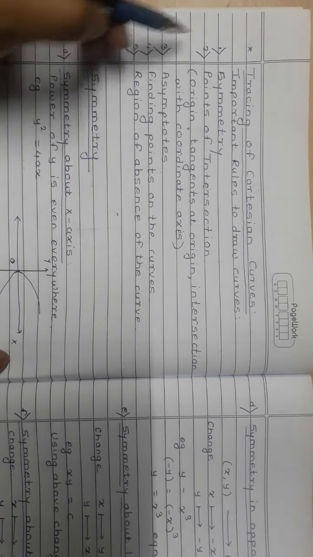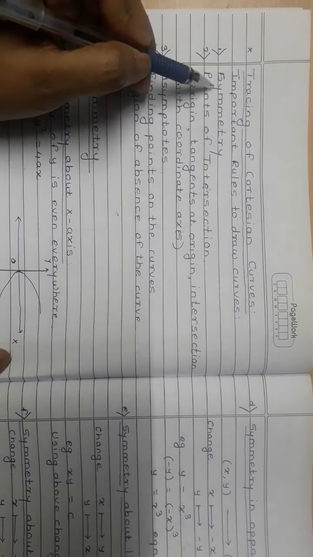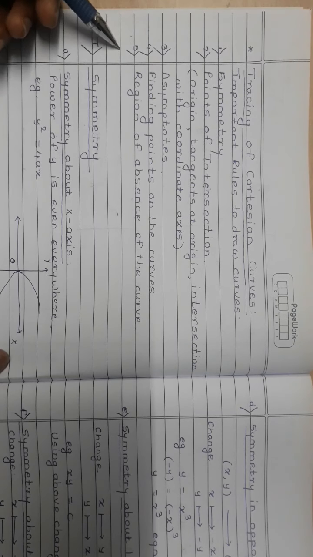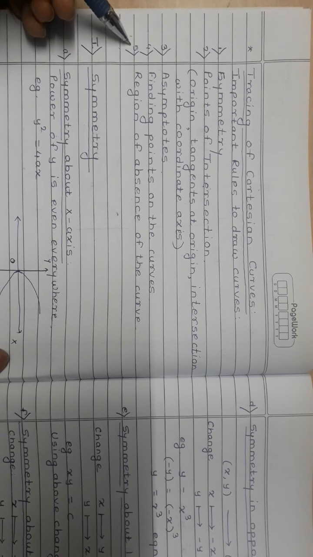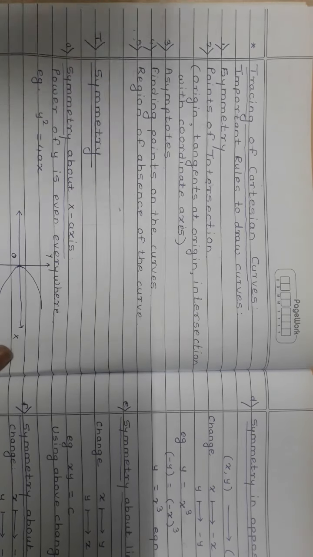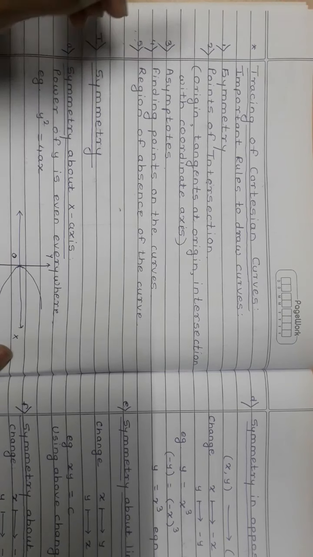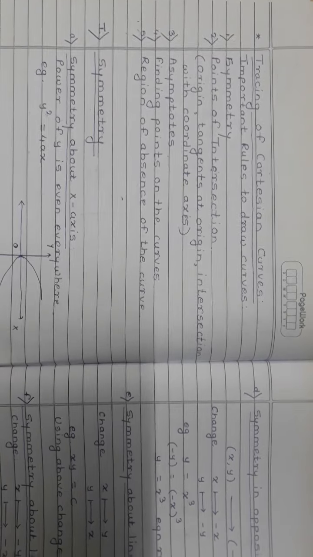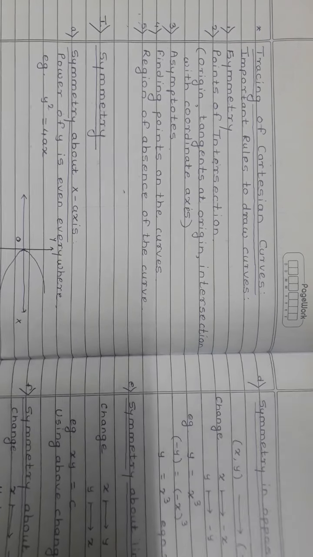Okay, so in this session I'm going to first explain the symmetry, and then one by one I'm going to explain all the 5 points, and simultaneously we'll see an example for each point, and then using all the 5 points we are going to draw the curve. Okay, so let's start with the first point, and that is symmetry.